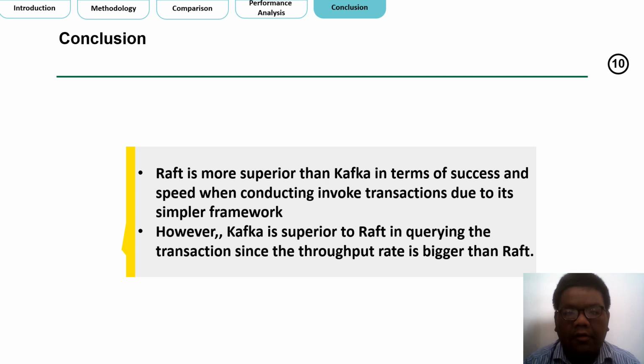However, in the process of querying the transaction, Kafka is superior to Raft since the throughput rate is bigger than Raft. In further research, the crash fault tolerance in the form of Raft should be tested for its ability with a new consensus of Hyperledger, if the Hyperledger Fabric makes a new consensus, such as practical Byzantine fault tolerance or zero knowledge proof.